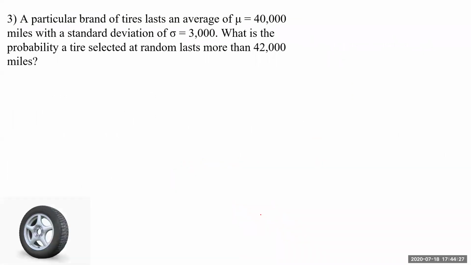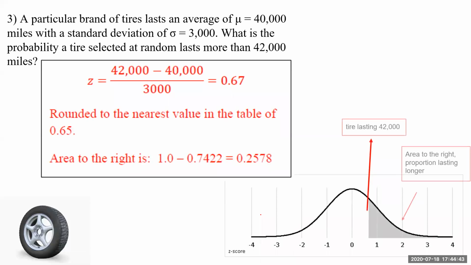Now, we do more examples. A particular brand of tires lasts an average of 40,000 miles with a standard deviation of 3,000. What is the probability a tire selected at random lasts more than 42,000 miles? Now here, when you go to the table, you realize that you wouldn't find 0.67. So you round up to the closest number on the table. Because you want lasts more than that, you take that away from 1, and that gives you that.